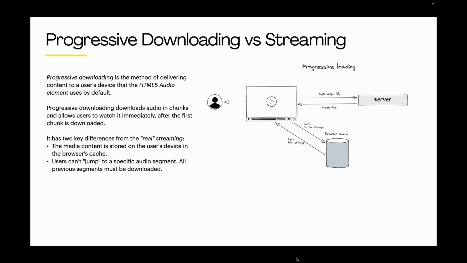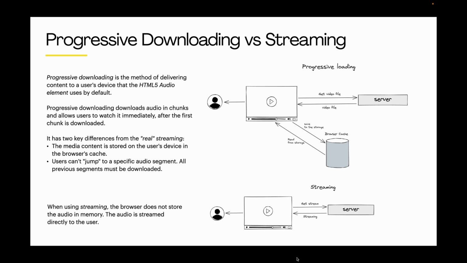Progressive downloading has 2 key distinctions from real streaming. Media content is stored in the user's device browser's cache. Users cannot jump to a specific audio segment. They must wait for all previous segments to download. With streaming, the browser doesn't store the audio in memory. Instead, the audio is streamed directly to the user's device.